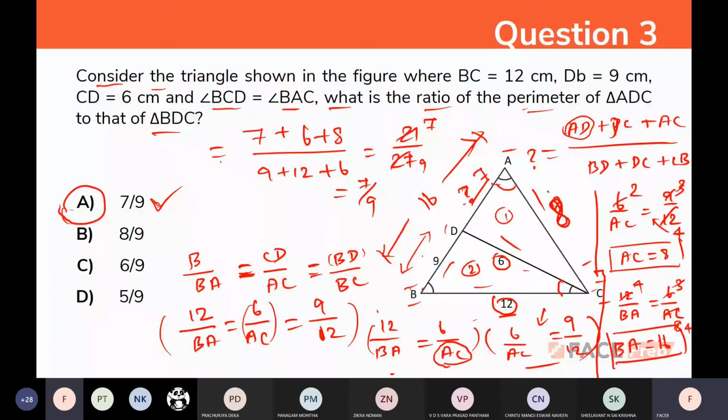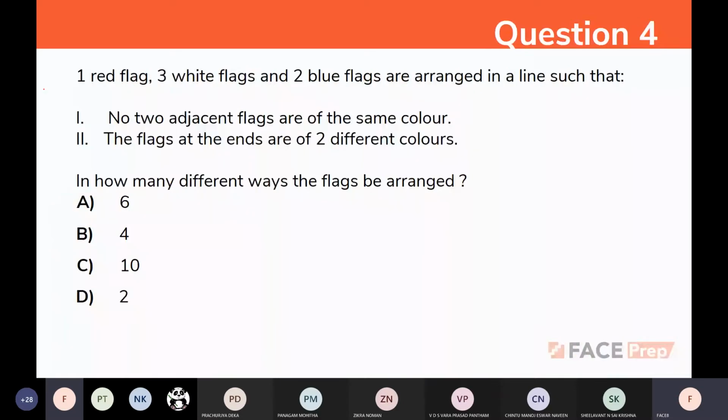I'm moving to the next question. So this is the first question today. So this question doesn't need any formula, or one method doesn't need formula, another method needs formula. Let me tell you with the method which has no formula. Just logical thinking is enough.